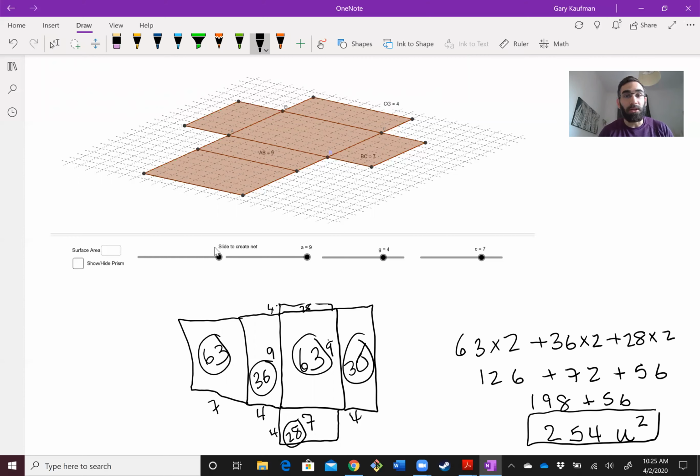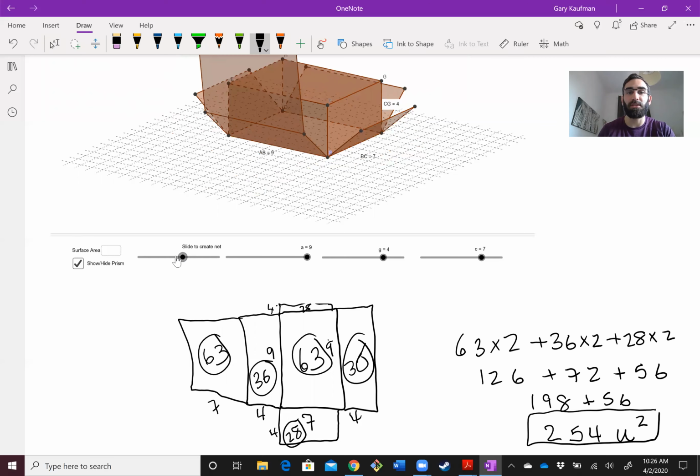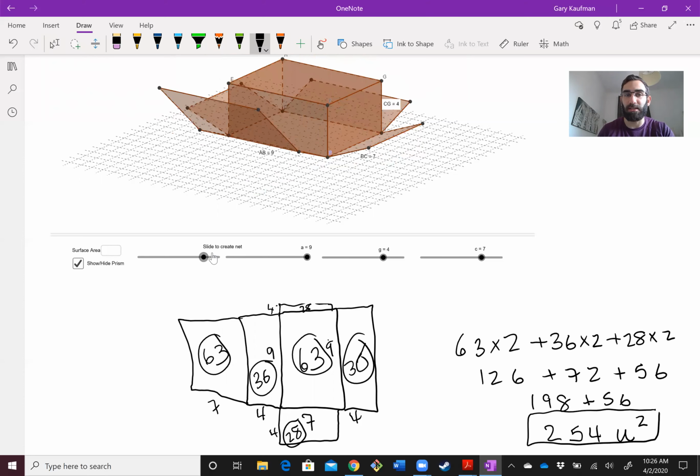So you can use this resource to help you. Now notice, I have this clicked off. If you want, you can see the box as well simultaneously. So as it's closing up, you can see which side references both, if you prefer to visualize it like that.